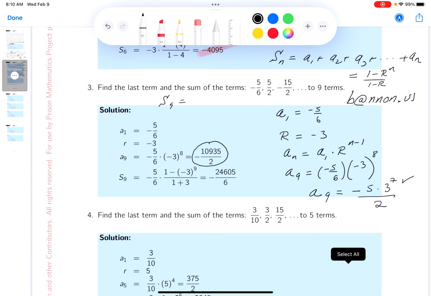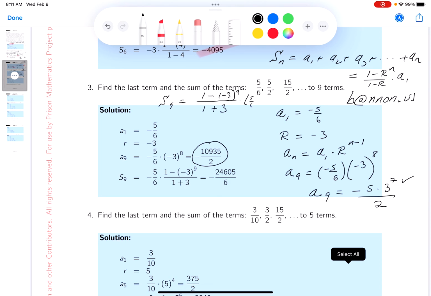There are other ways of writing it down, by the way. And that's going to be times A1. So my concern over here is just to write the computation down. And what's the computation going to be? Let's write this down carefully. 1 minus, well, the R is minus 3, right? So it's going to be minus 3 to the 9th power. And what goes on the bottom? It's going to be 1 minus R, right? R is minus 3, so 1 plus 3. And then it's going to be times A1, which is minus 5/6.